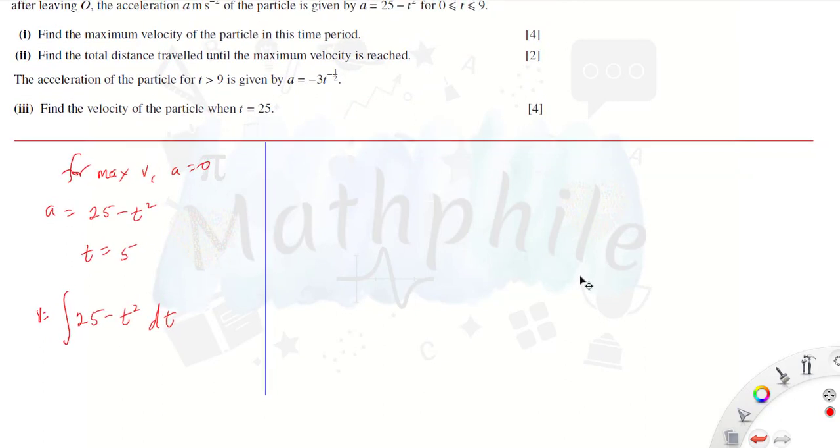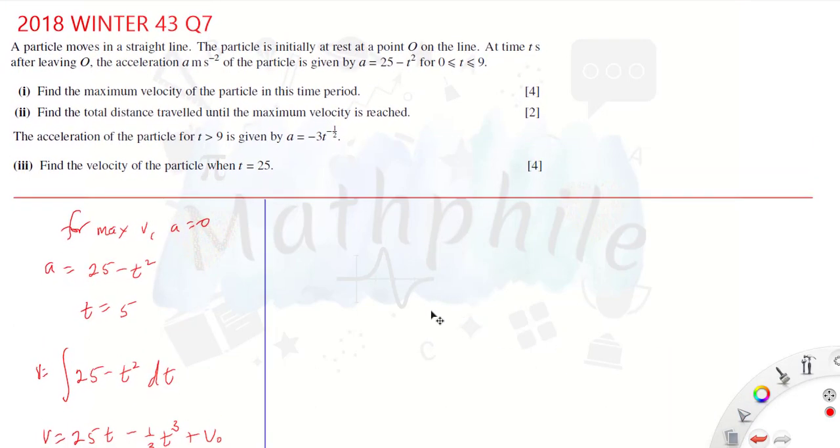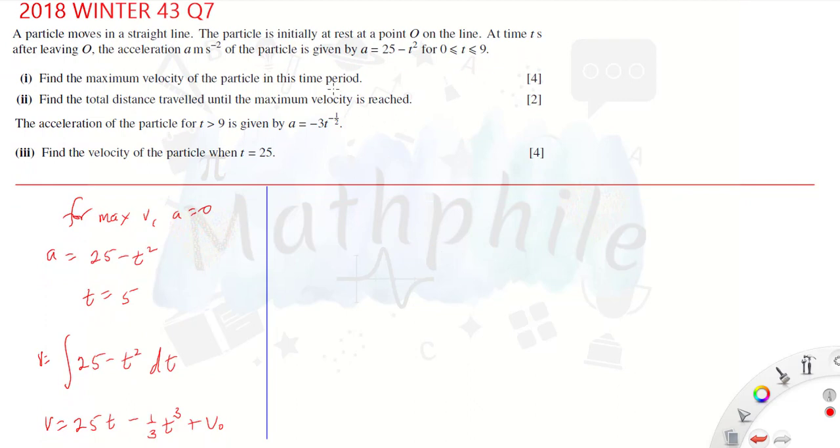That will be v is equal to 25t minus t raised to the power 3 all divided by 3, so 1 over 3 t cubed, plus v naught. But I think we're given a condition, right? Yes, the first statement: the particle is initially at rest. Yes, at this point, the particle is initially at rest.